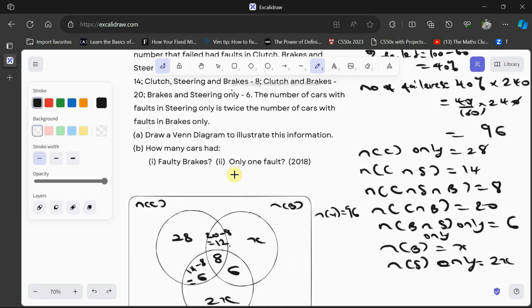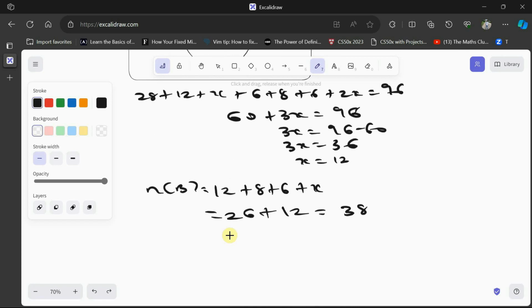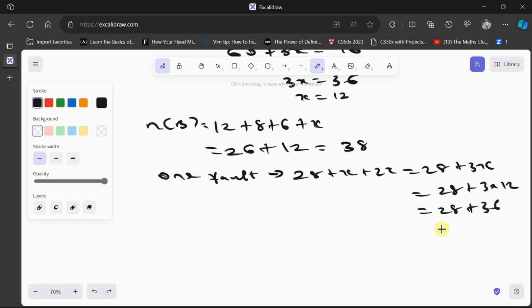Now the next question is asking us to find how many people had only one fault. So all these guys have 2 faults, 2 faults, 3 faults, 2 faults. Only one fault will be 28 plus x plus 2x, which is clutch only, brake only, and steering only. So one fault is 28 plus x plus 2x, or 28 plus 3x. If I substitute, that gives 28 plus 3 times 12, which is 28 plus 36, which is 64. So the number of cars that had one fault only is 64.